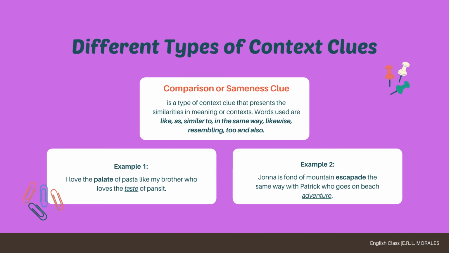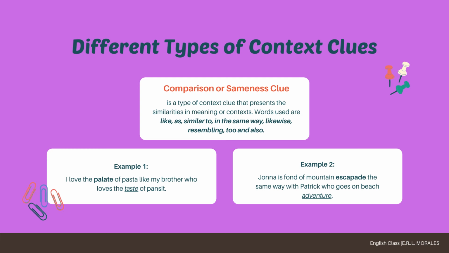So example number 1 will be: I love the palette of pasta, like my brother who loves the taste of pancit. So we have the signal word here, like. So the word palette has a similar meaning with the word taste. So palette is a person's appreciation of the taste and flavor.